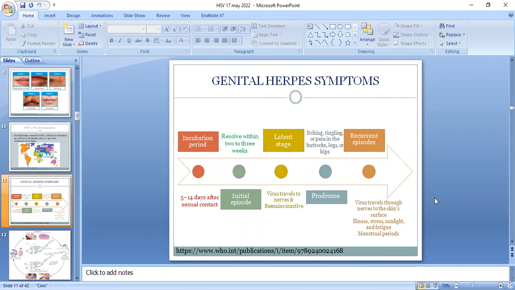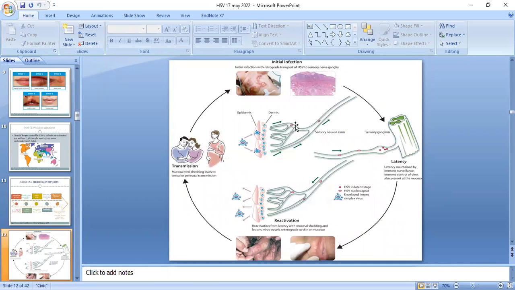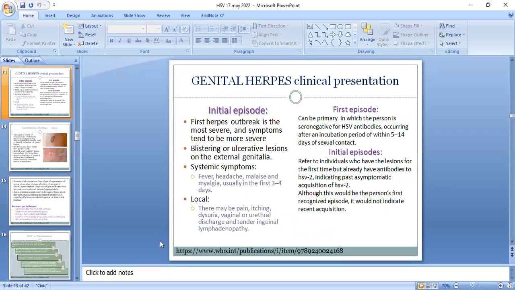In a recurrent episode, the virus travels through the nerves to the skin surface, and the triggering factors for these are illness, stress, sunlight, fatigue, and menstrual periods in females. Now, this is how the virus completes its stages. First, when the virus is in the skin, it travels to the nerves where it will remain latent for a while, and then when the triggering factors occur, it again travels to the skin and causes the disease.